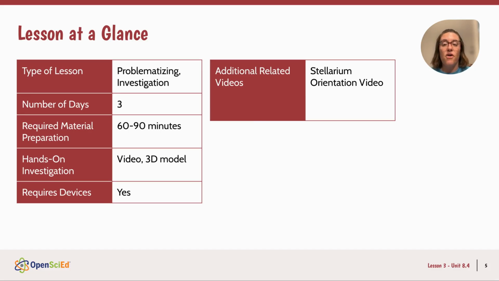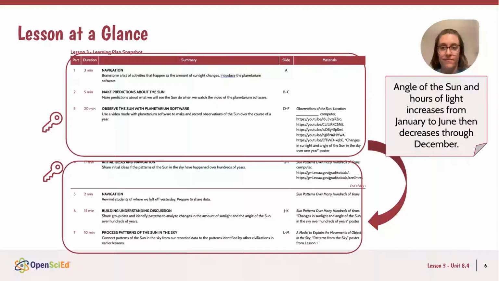It is going to involve problematizing and an investigation. It is a lengthier lesson for 3 days. It'll take about 60 to 90 minutes of prep. There is a hands-on investigation. Students will be looking at a video or manipulating a simulation and then working with a 3D model. It will be beneficial to have devices for each student or each group of students. And there's a Stellarium orientation video for you to look at to better understand how to use this software.